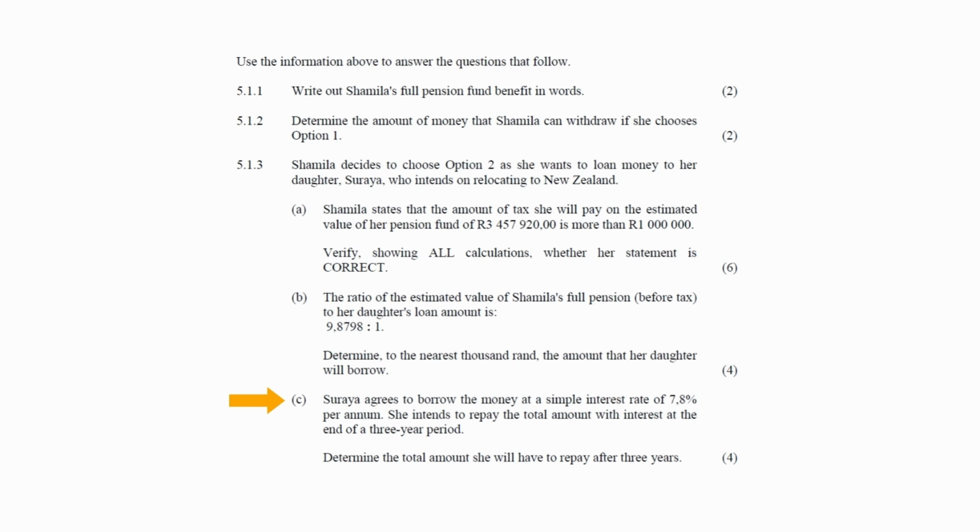In question 5.1.3c, Suraya, the daughter, agrees to borrow the money at a simple interest rate of 7.8% per annum. She intends to repay the total amount with interest at the end of a 3-year period. You have to determine the total amount that she will have to repay after 3 years.